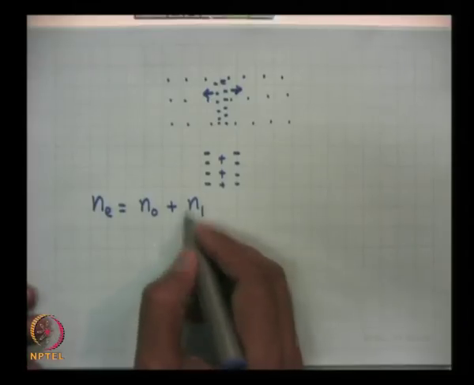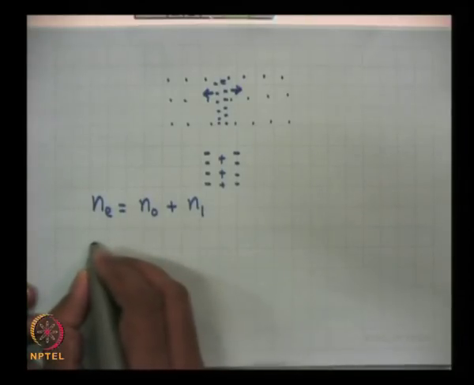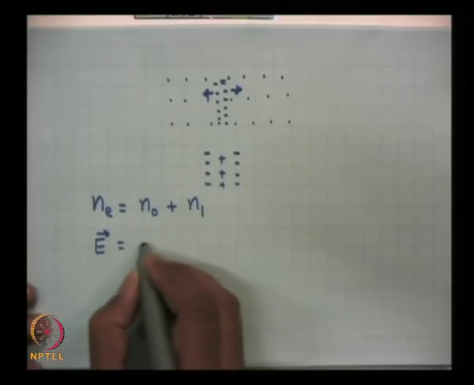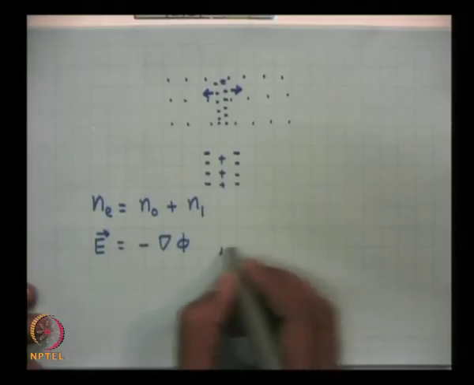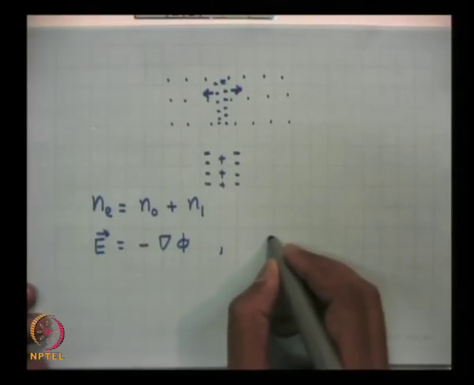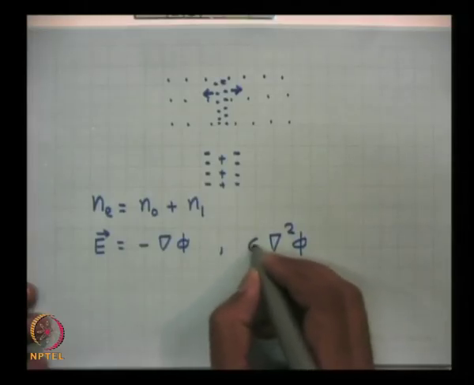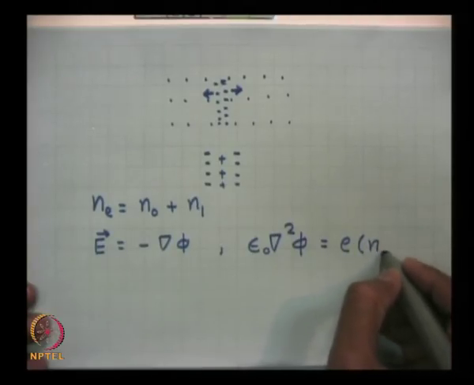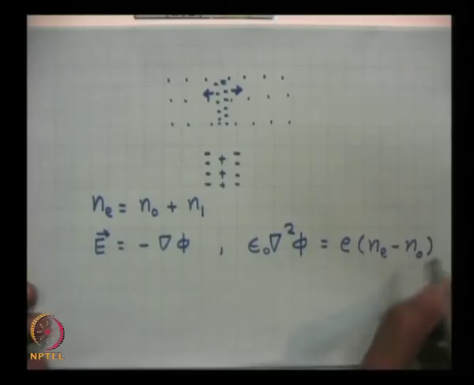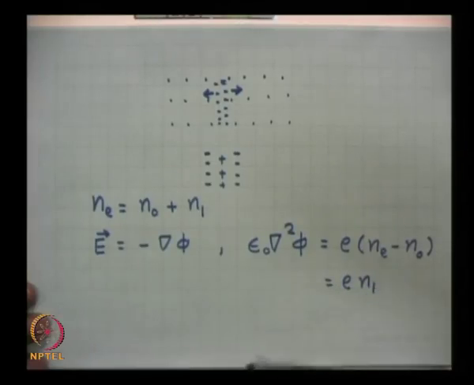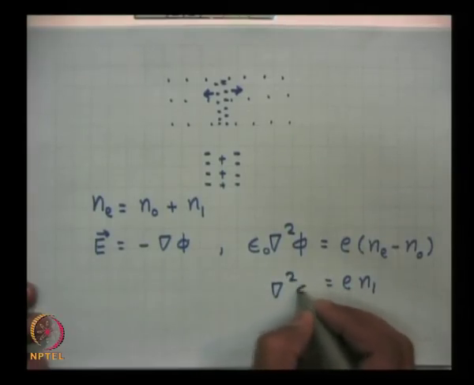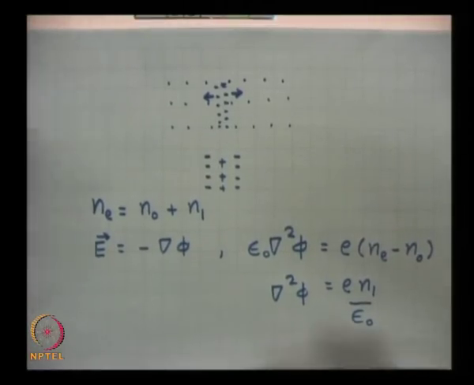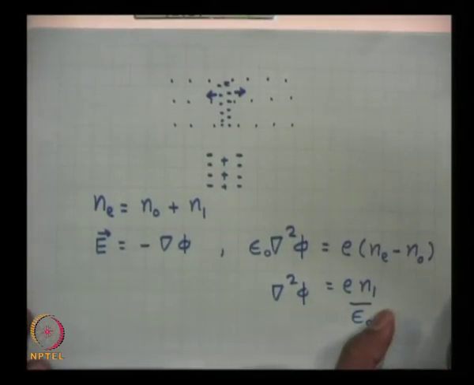Well, whenever there is N1, the Poisson equation tells us that there will be an electric field produced because of the space charge, and that will be minus grad phi, where phi is governed by the Poisson equation, which is del square phi into epsilon 0 is equal to e into (ion charge minus electron charge density), which I take to be N0. So, it becomes e N1. So, del square phi is equal to e N1 upon epsilon 0. As soon as there is an accumulation of charge, the potential phi is quickly produced according to this equation.